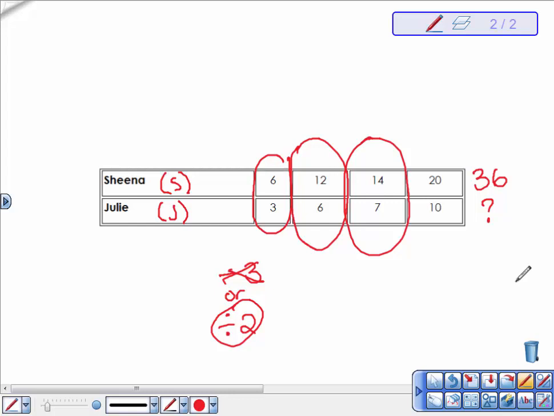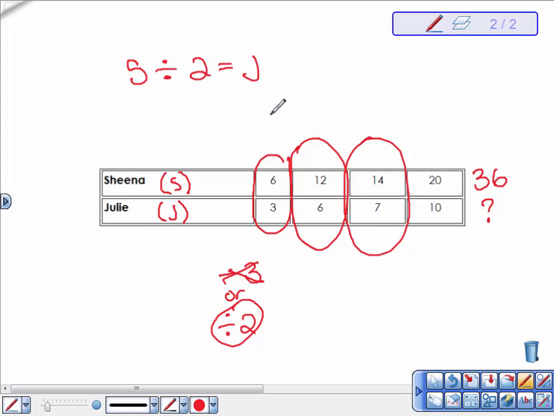Let's first write down the rule as a numeric expression, an algebraic expression. So remember, an expression is a fancy way of saying a math problem. So for this expression, I need a variable, which is the letter, an operation, add, subtract, multiply, or divide, and then I need a number. So I know that my rule is take whatever Sheena has. We know that our rule was divided by 2, and then you end up with whatever Julie has. So S divided by 2 equals J.